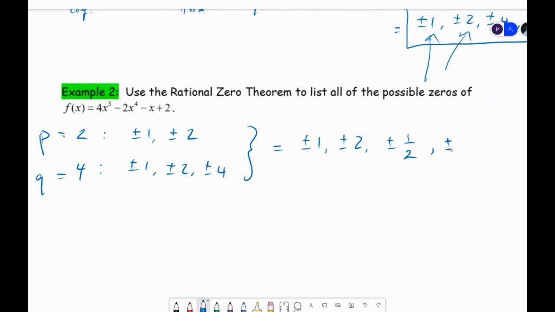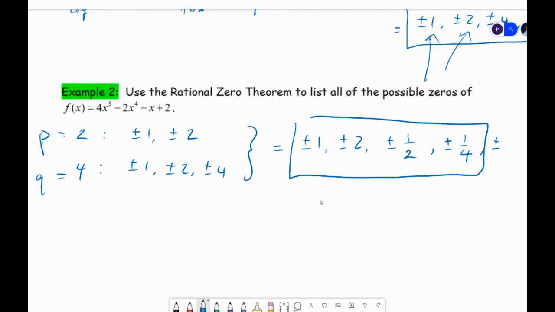Now, the reason why I like doing it this way is because now you see I have 2 divided by 2. Well, 2 divided by 2 is 1, and I already have this here, so I will skip that one. Okay. Next, I'll put it over 4. And then 2 over 4 is 1/2. I already have that, so I can skip it. Okay. So we're done. This is it.